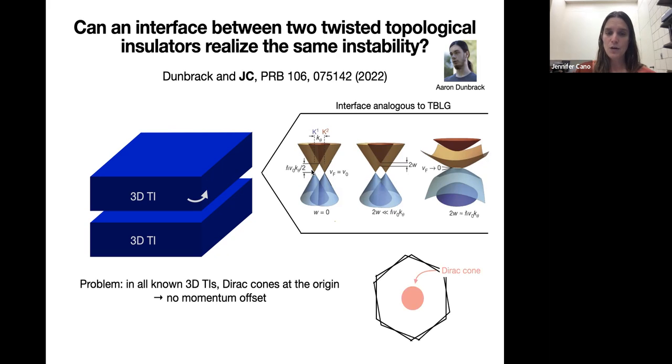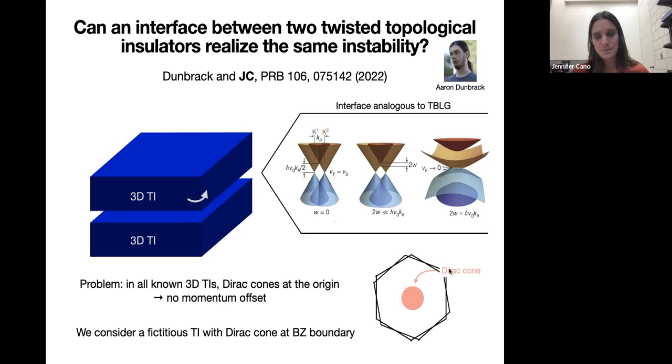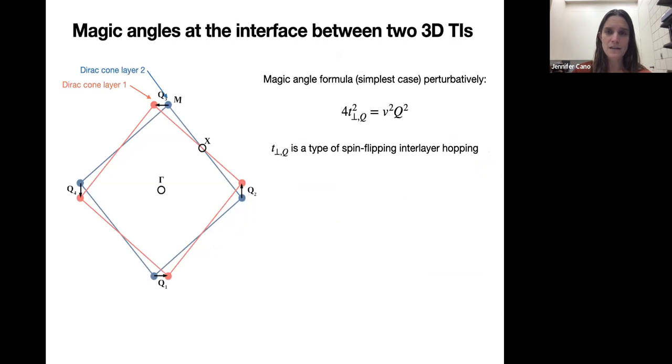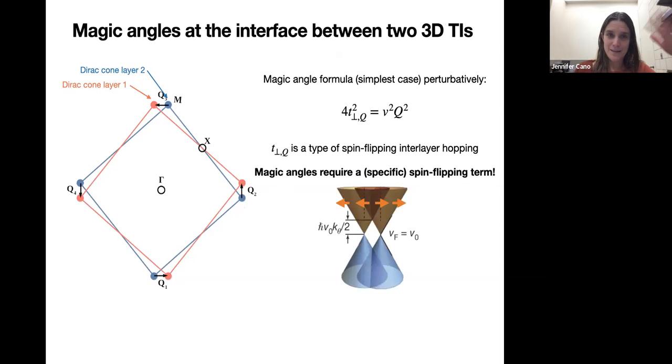And the problem is that the Dirac cones in a TI, unlike graphene, are at the center of the Brillouin zone. So if we twist them and we assume a perfect isotropic Dirac cone, then they're not offset in momentum space. So we need to consider a fictitious situation where the Dirac cone is at the boundary of the Brillouin zone. So my student Aaron studied this problem, and he finds that we looked at the square lattice. If you do consider your Dirac cones at the boundary of the Brillouin zone, then you can get a magic angle.